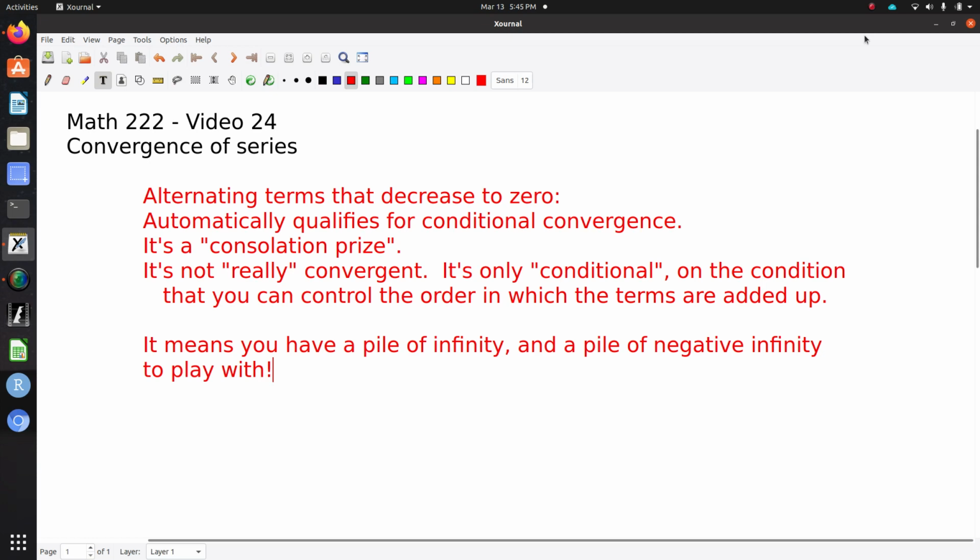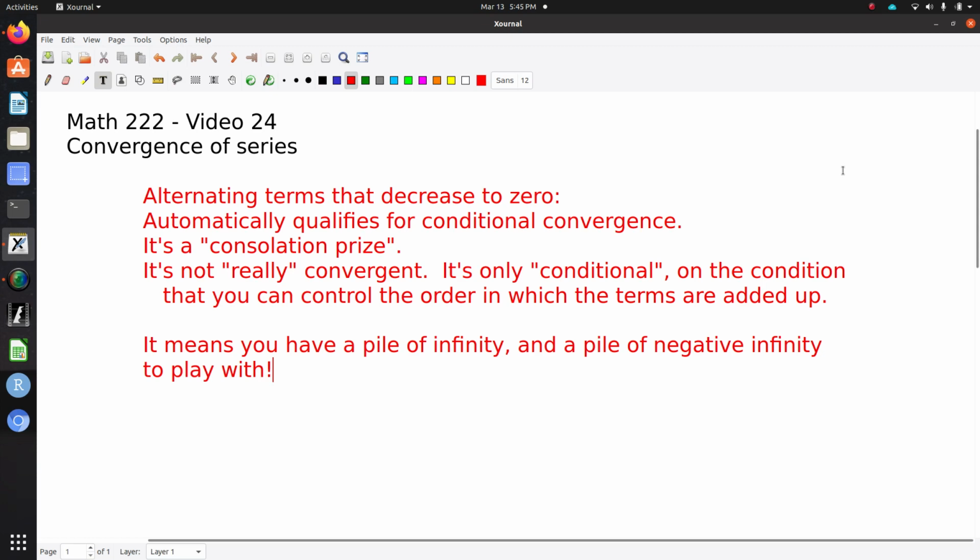And so it means you really have a pile of positive infinity and a pile of negative infinity to play with, and you are defining the order very carefully in which the terms are added up, and then usually you're going to bundle a positive with its following negative or vice versa, or maybe you'll bundle 4 of them together. But you have to bundle them and add them in a specific order, and you can't skip around. You have to honor the order that's given. In that case, then it converges. And we call this the alternating series test.